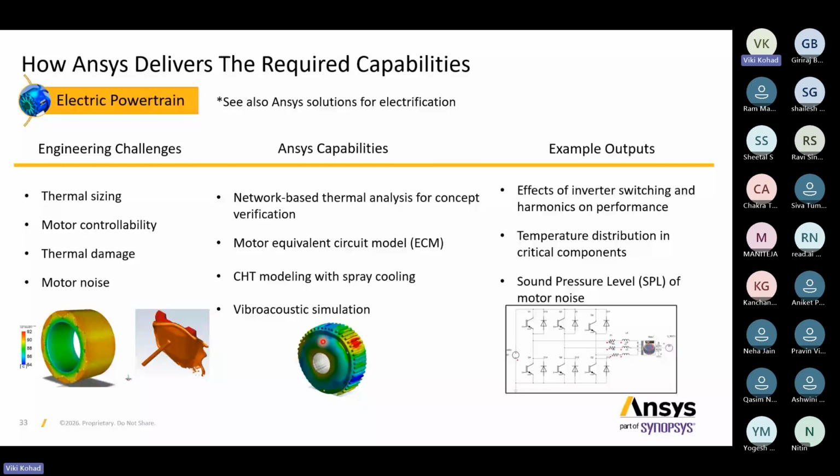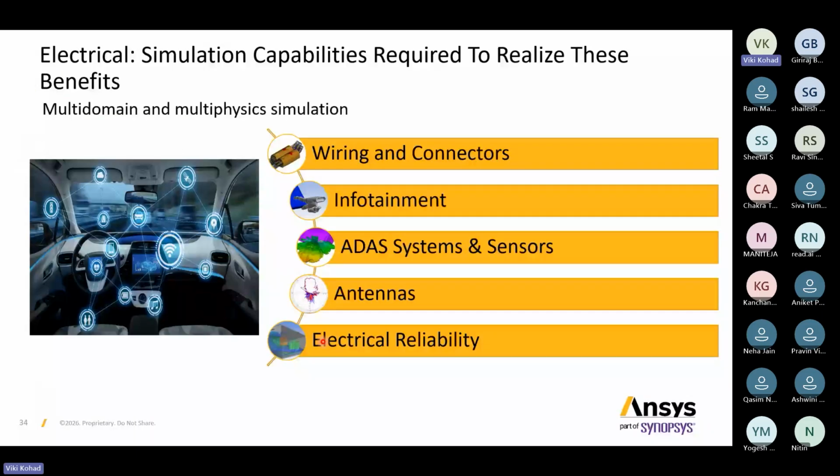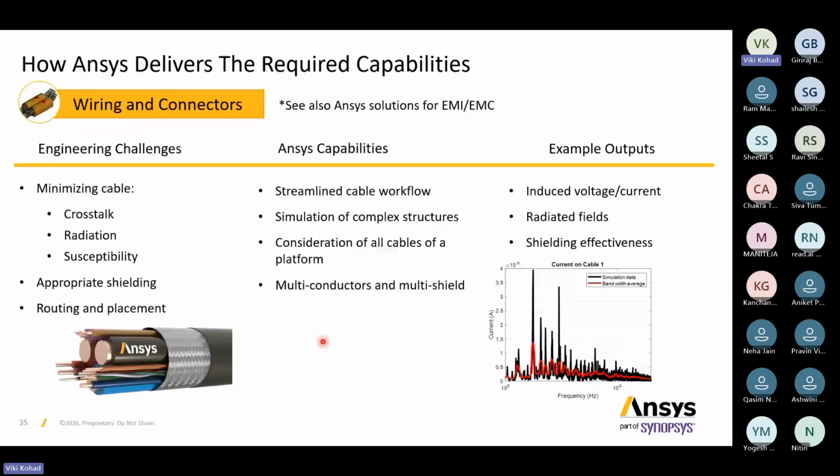Well settled for this particular physics, like electromagnetics, thermal, as well as mechanical physics. And then the electrical part, which is the wiring and connectors, infotainment screens, ADAS systems, which are based upon various sensors, radar sensors, lidar sensors. Then the antennas for the communication part. And then the electrical reliability. Electrical reliability is more upon the wiring harness, how much the wiring harness is there.